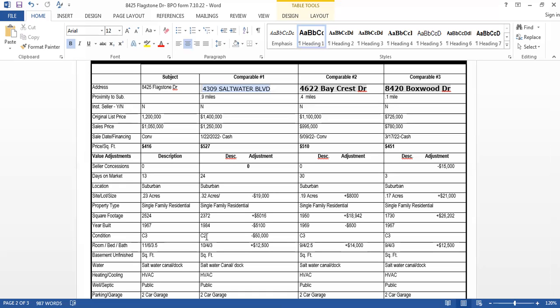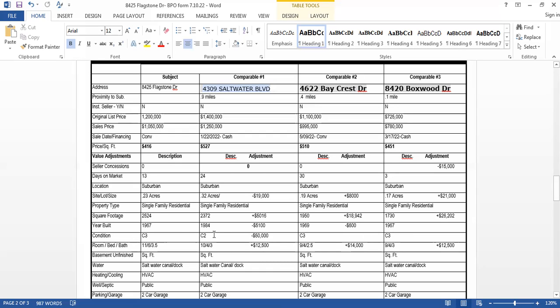It is a really nice house. C3 is your average house. And then C4 is like, it needs some love. You can live in it, but it needs a new roof. It needs new AC. It needs some paint. It needs some love, right? C5, you can't live in it. And so all the other comparables on this were C3, which means they're average.